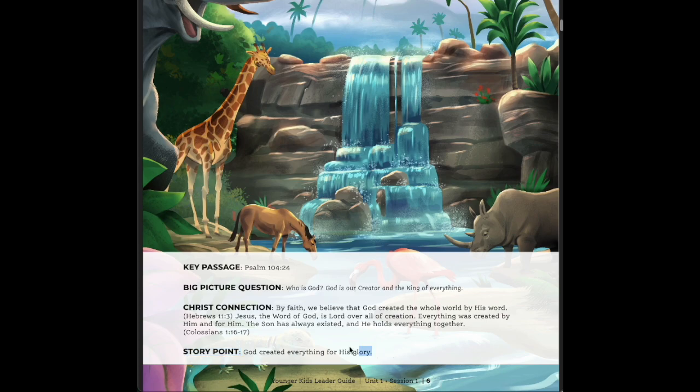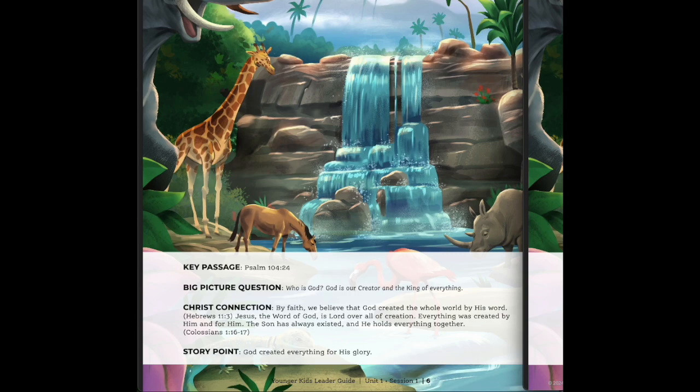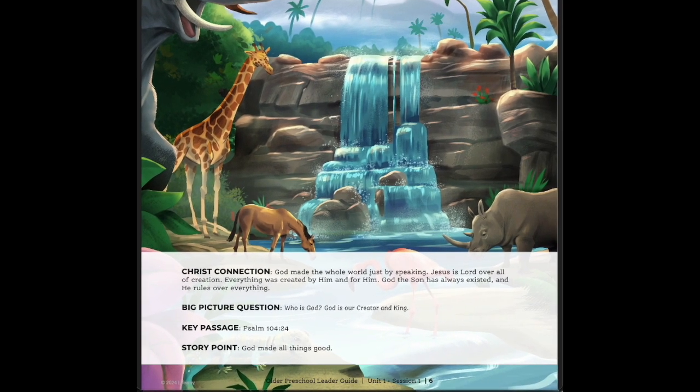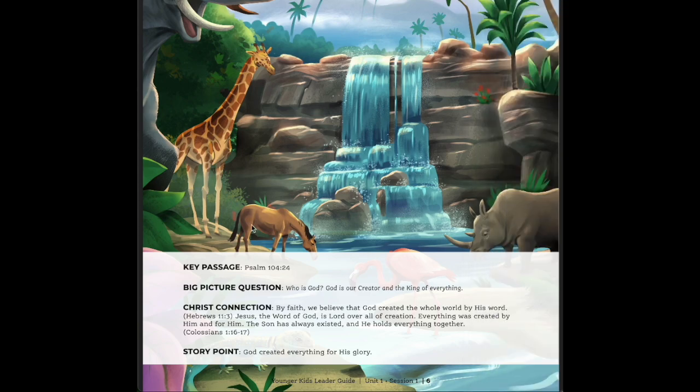But this also differs based on the age group. It doesn't really change much between the elementary kids, but for the preschool, I'll show you the older preschool curriculum. It's much simpler. Even the big question is simpler. The story point is simpler. The Christ connection is much simpler. But they all talk about the same thing.